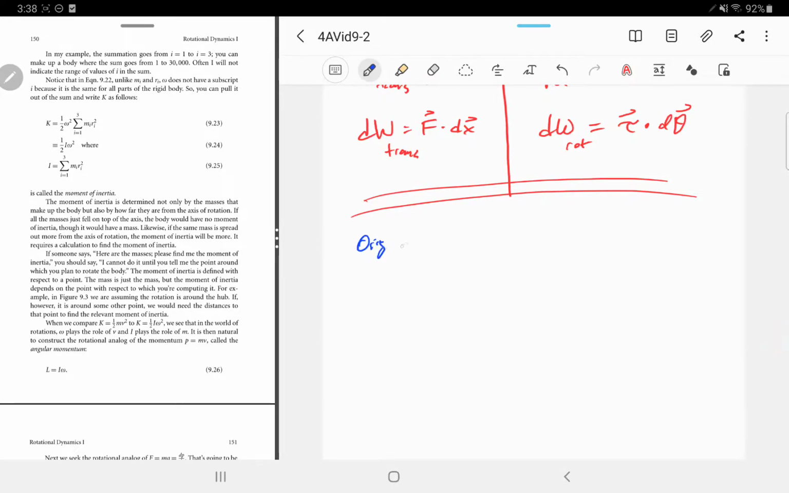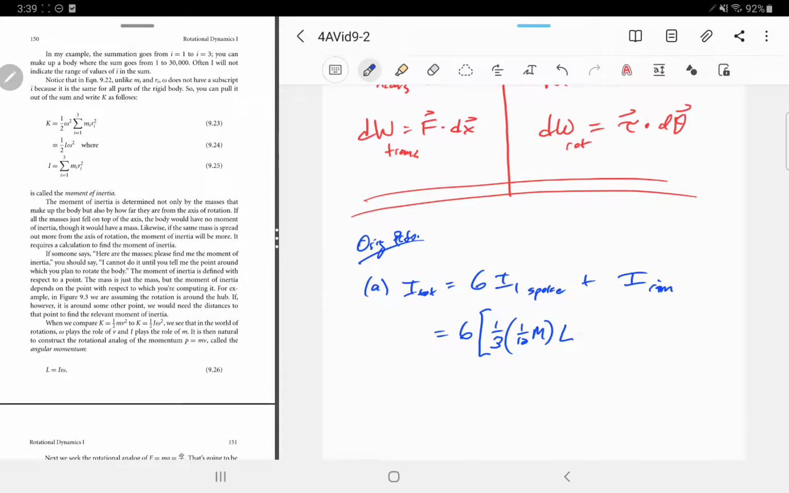So for our original problem, we're doing part A. We're calculating the moment of inertia for the whole bike wheel. This is 6 times the moment of inertia of one spoke plus the moment of inertia of the rim. So this is 6 times, and for each spoke, remember that's the moment of inertia of a rod about the end, which was 1/3 times mass. We're told the mass of each spoke is 1/12 m, so 1/3 mass times L squared, where L is the radius of the spoke here. And then for the rim, remember that was easy. That was just M, which is half the mass of the whole wheel, times R squared.